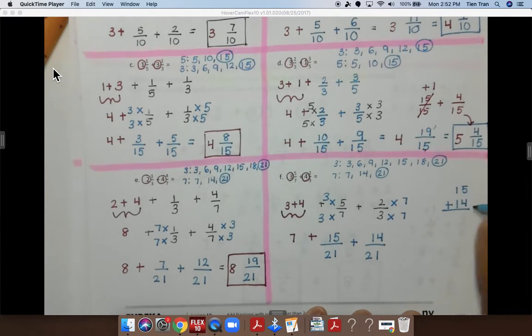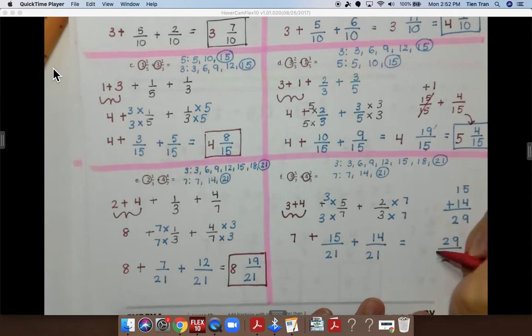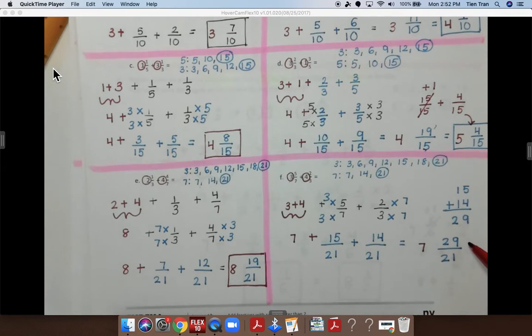I know that 5 plus 4 is 9, and 1 plus 1 is 2. So I get 29 as my numerator, and my denominator is 21. And I have 7 as my whole number. But notice that 29 is larger than 21. So I'm going to break it up.